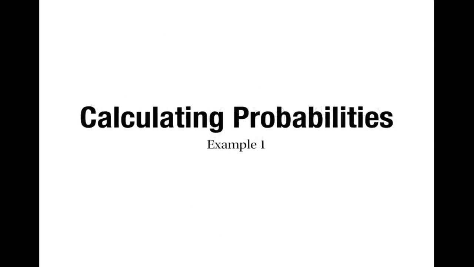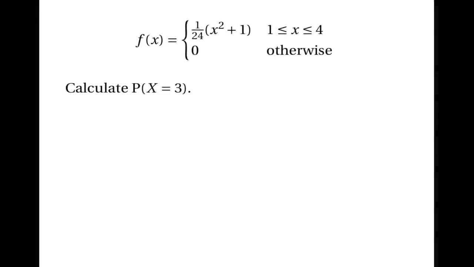Okay, the second type of thing that you can be asked to do with probability density functions is to calculate probabilities. And so let's look at an example of that. Here's the probability density function that we were just looking at, this time with k replaced by 1 over 24, since that's what k was. And the question is to find the probability that x is exactly equal to 3.